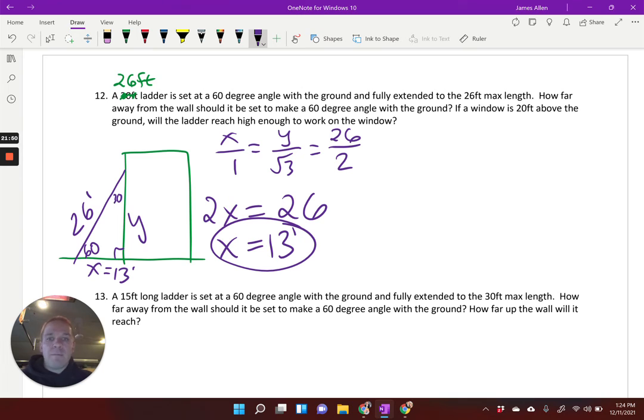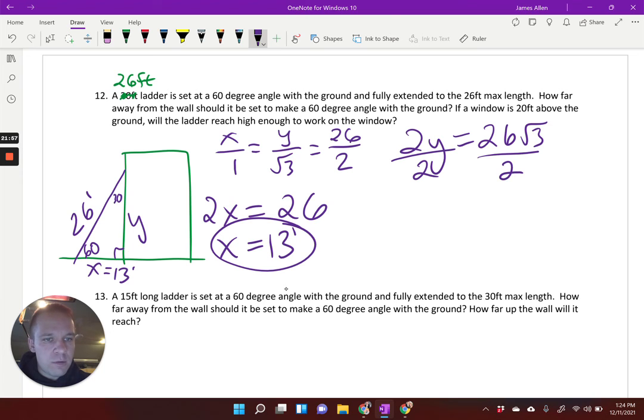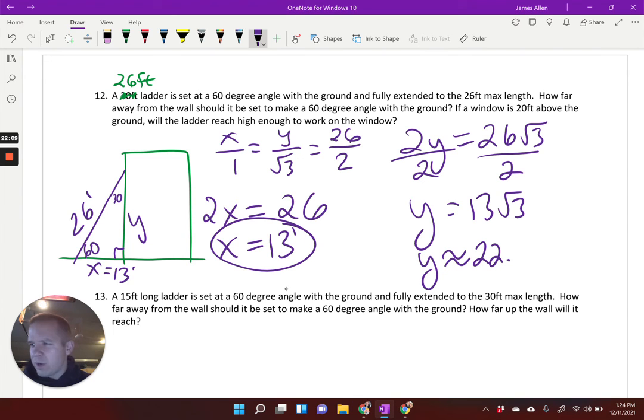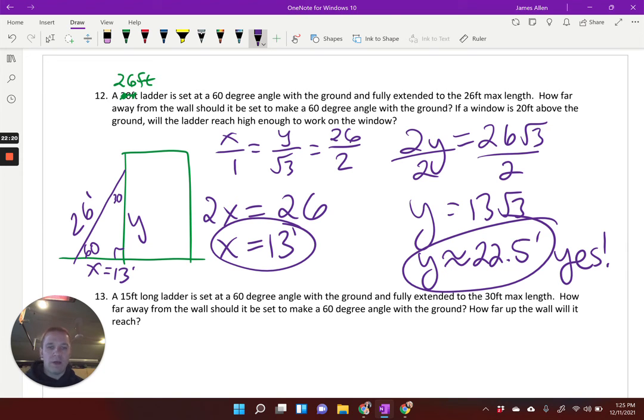All right, let's cross multiply. So I get 2y equals 26 root 3, divided by 2, and I get y equals 13 root 3. Let's get a decimal for that so we can actually see what we're talking about here, like in real life. 13 root 3 is approximately 22.516, so 22.5 feet approximately, right? So that looks like, yeah, I think we're going to be able to work on that window. Yes, we can do that. That's going to reach a little bit higher than that window. You should be able to comfortably work on it.